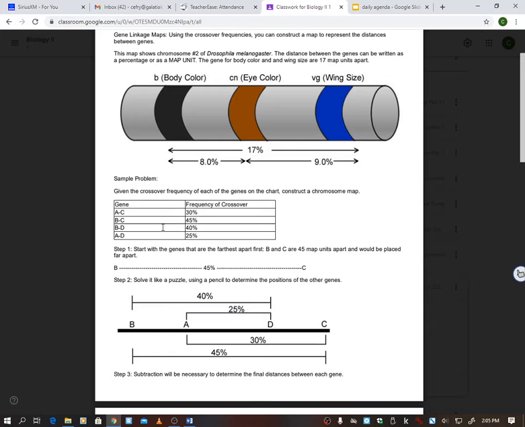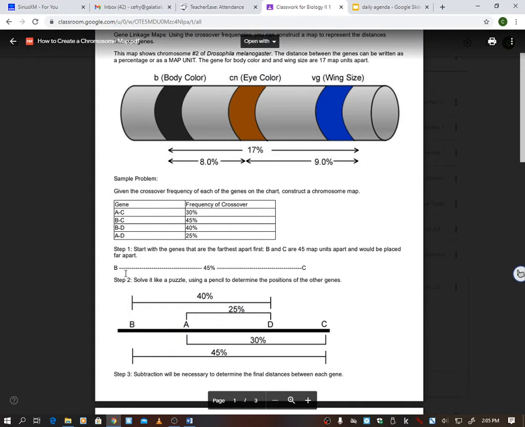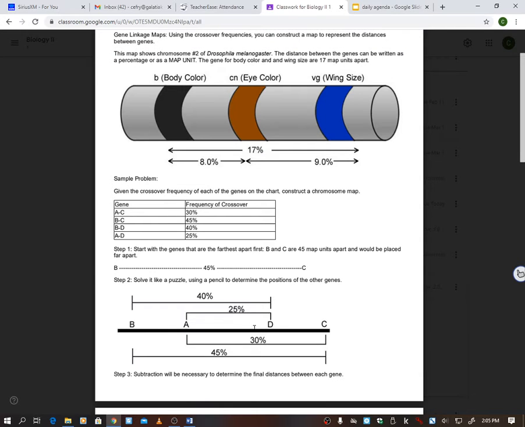Now A to D, these two that I've placed on here now, I know they're 25 map units apart. Okay, so I'm going to try to make sure that that's what that looks like, because I know that from here to here is 45. So if you look at step 2, they've kind of done that. Solve it like a puzzle using a pencil to determine the positions, and that's what they did. They knew that B to C was 45. They knew that B to D was 40. And then they knew that C to A is 30. And they knew A to D was 25. Okay, so it's just kind of like going in steps and trying to figure out these map units.